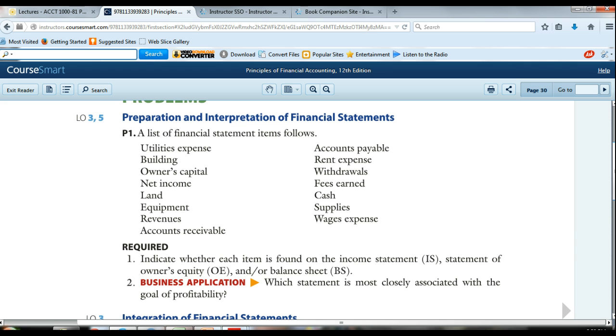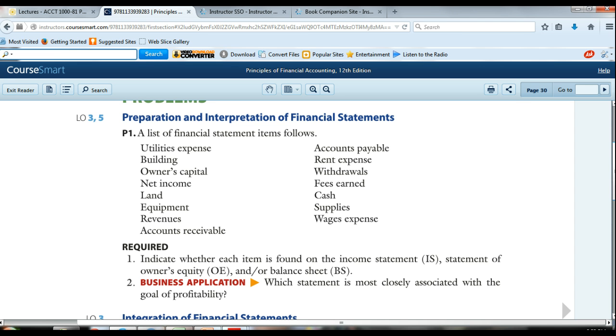Now, the statement of owner's equity consists of beginning balance plus investments from the owner minus withdrawals plus a net income or minus net loss. That's it. What's a balance sheet have? Assets equal liabilities plus equity.